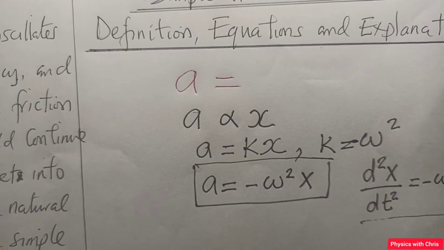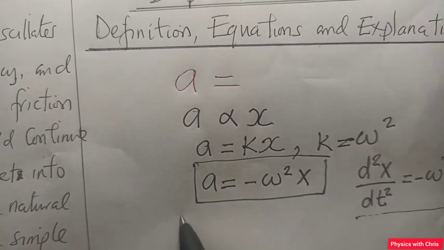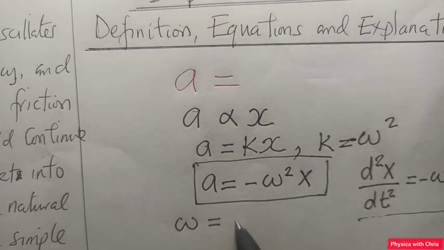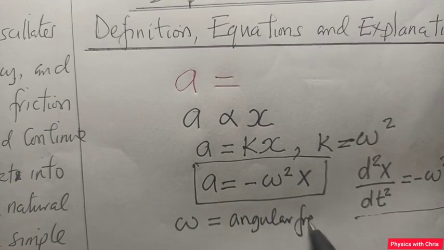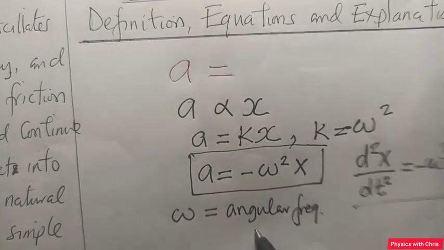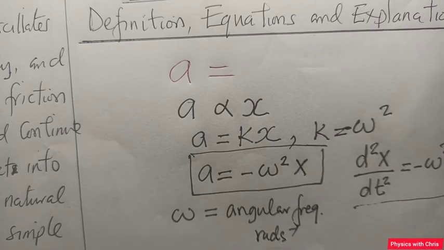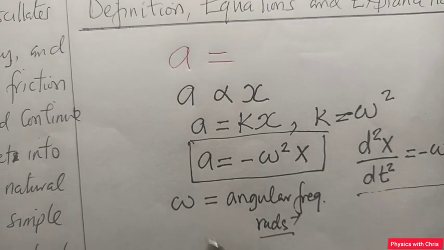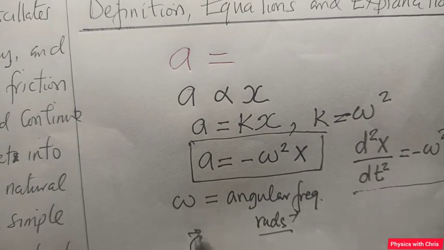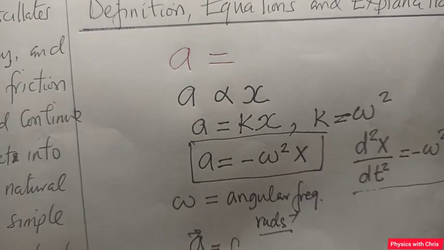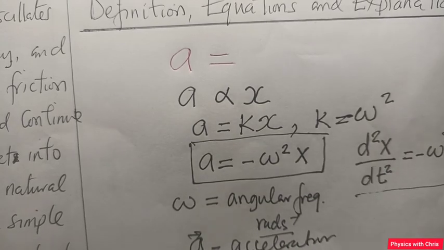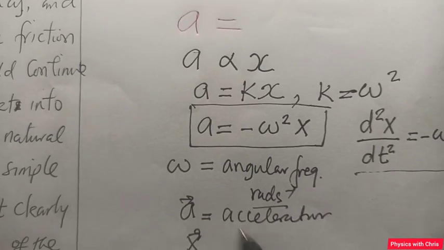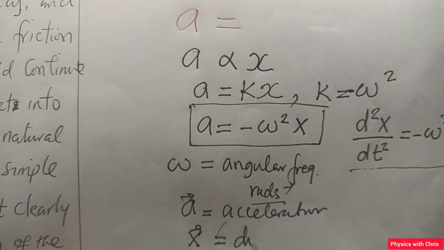Why the negative sign? First of all, omega is called the angular frequency of oscillation, measured in radians per second. Then this acceleration is a vector quantity. It's a vector. That's our acceleration. And x is the displacement. It's also a vector quantity. So I call my x the displacement.